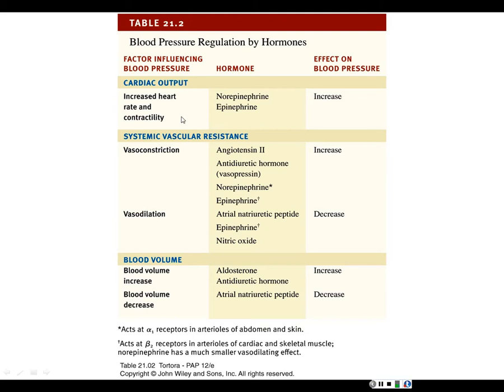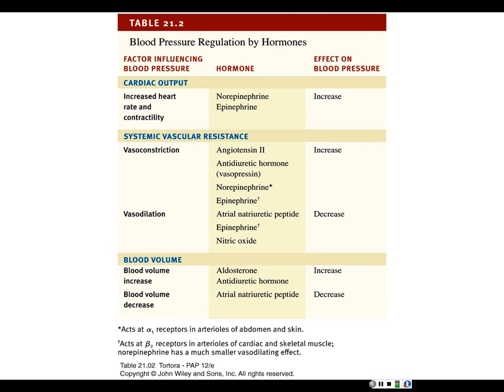You can see that the increase in blood pressure is caused by an increase in the heart rate and contractility. Remember, they are positive inotropes, and they are also involved in the endocrine side of things when we look at regulating heart rate, so they can increase heart rate. And they can also cause vasoconstriction if we look at the vascular resistance aspect of it. So both norepi and epinephrine will cause an increase in blood pressure.